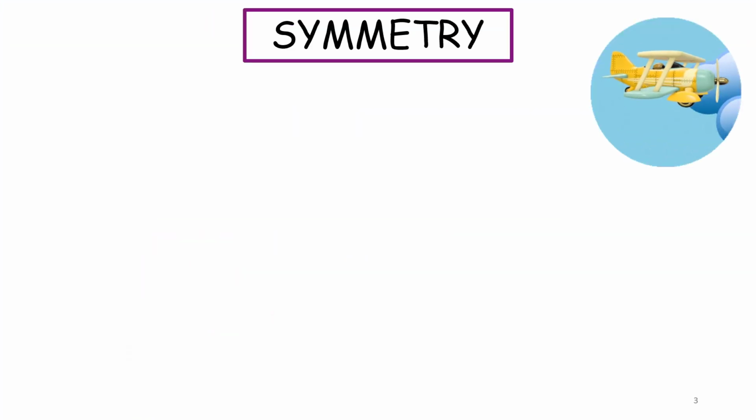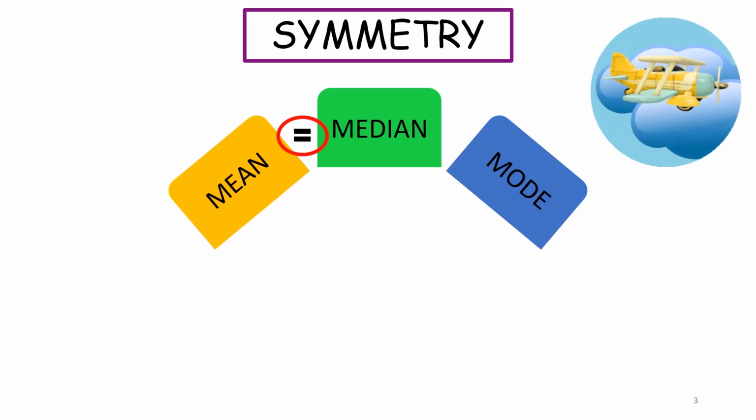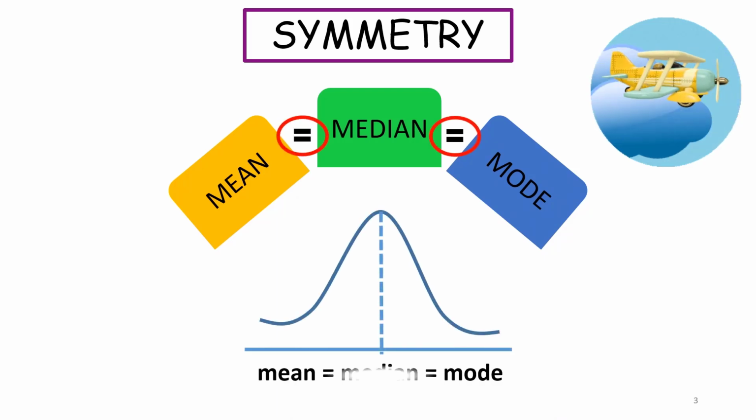A symmetrical skewness is when we have the value of mean equals to median equals to mode. The distribution slope is as below.